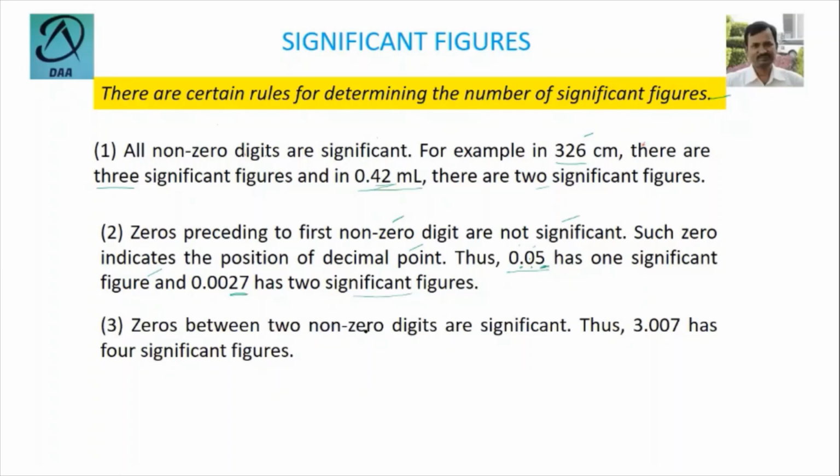Zeros between 2 non-zero digits are significant. In the first case, I already told that, for example, 3.007. So these 2 zeros are in between 2 non-zero digits. The non-zero digits here are 3 and 7, and these 2 zeros are in between these. So they will be counted as significant figures. So 3.007 has 1, 2, 3, 4, that means 4 significant figures. I think this much you understood clearly.